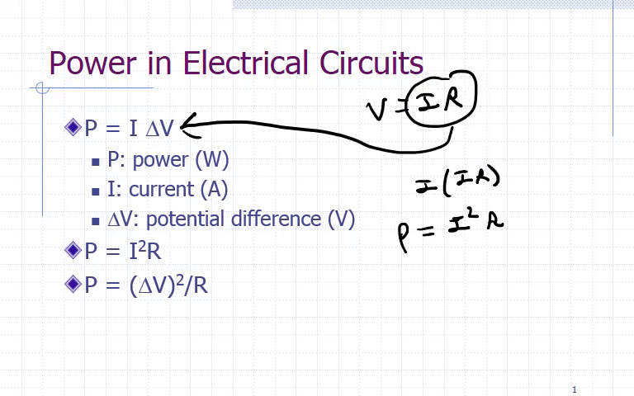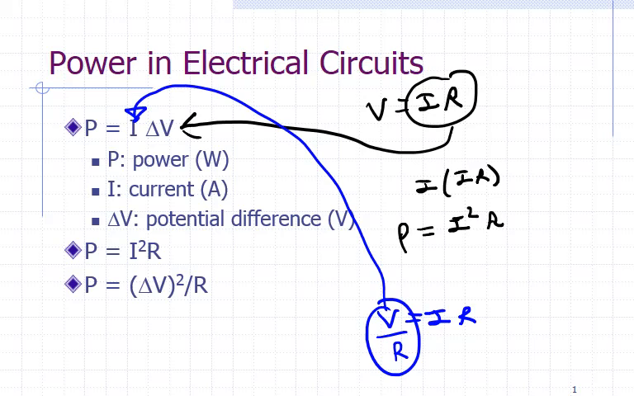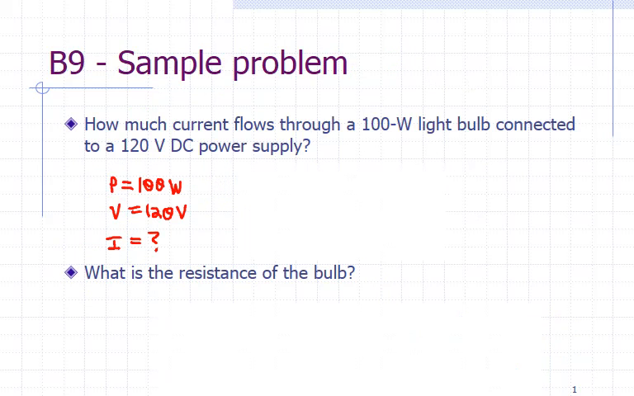Or if you rearrange the equation, V equals IR, we can replace this in for current, V over R. We place this in for current, we would have V over R times V. So we'd have voltage squared over resistance will give us the amount of power.